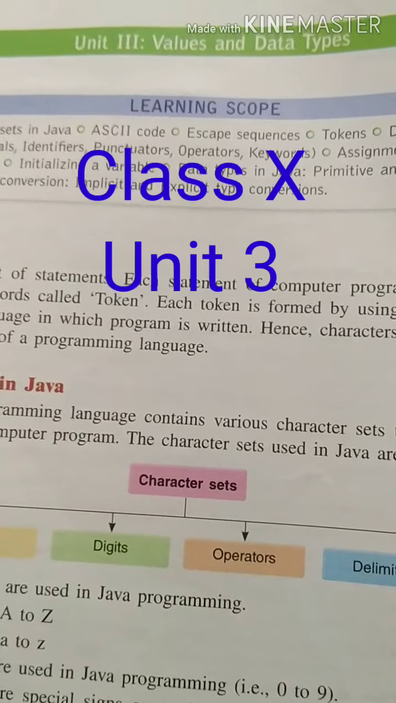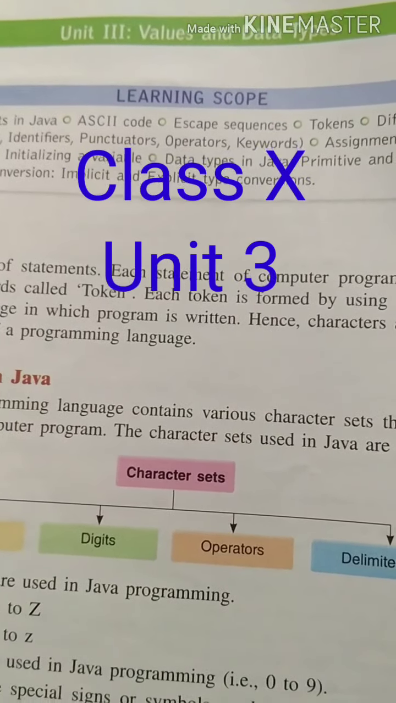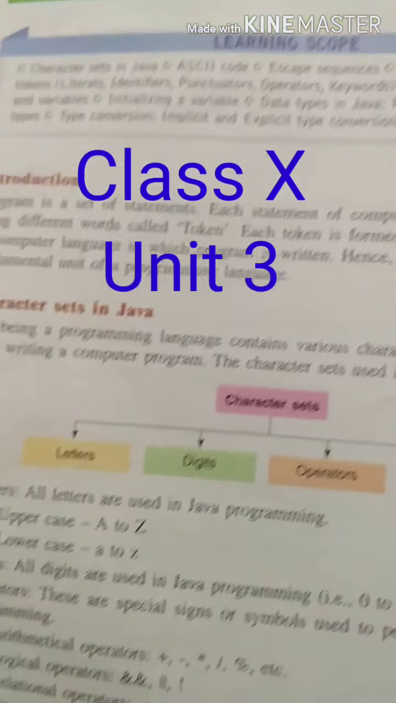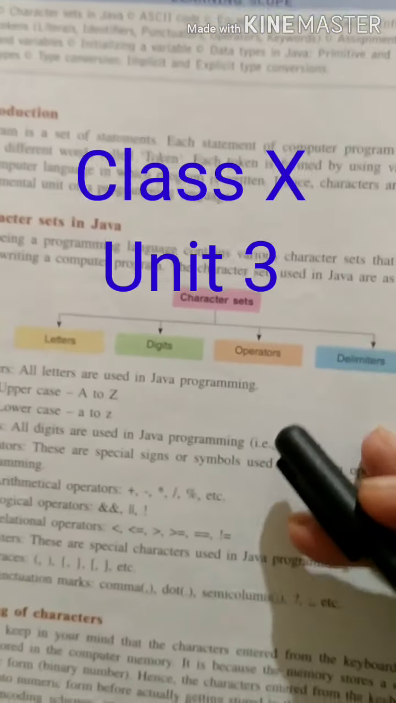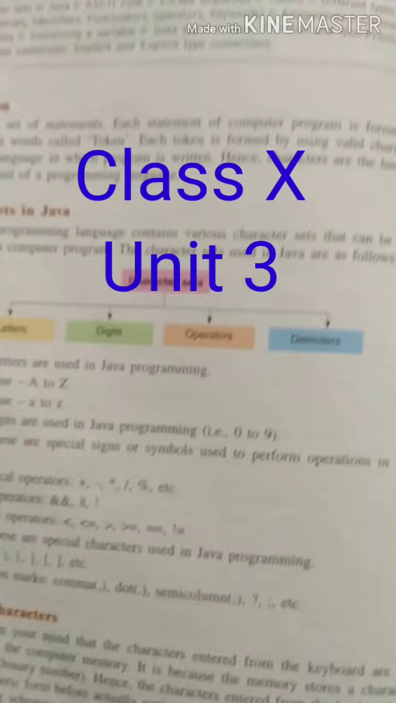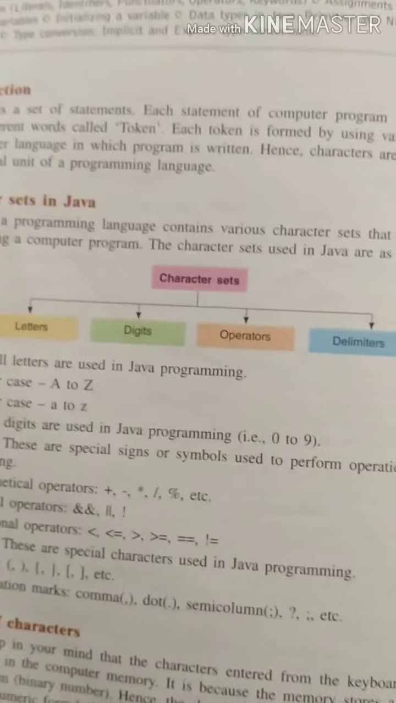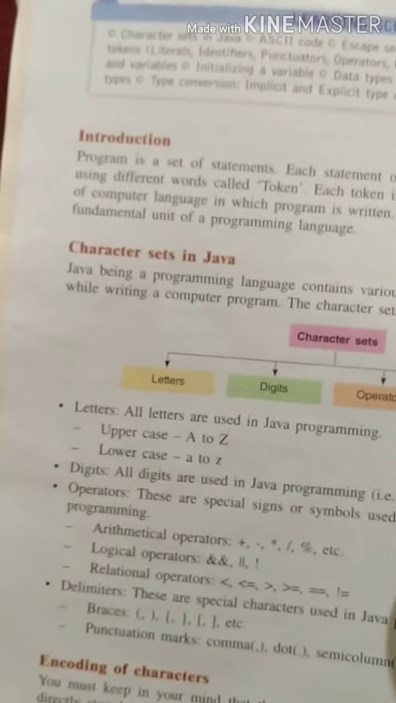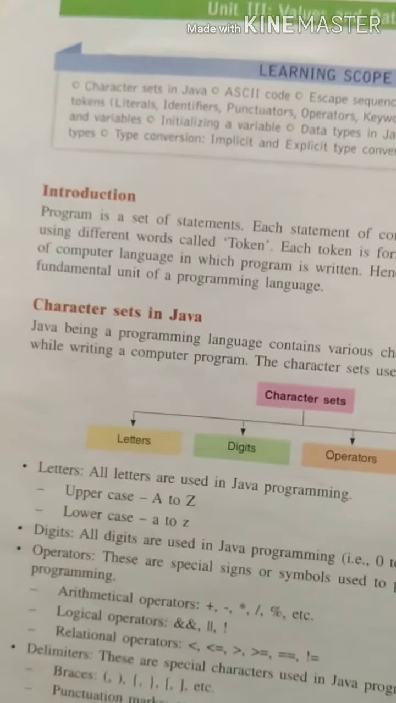Today I am explaining chapter 3, values and data types. In this chapter we will understand what kind of data types we use in Java programming. First of all, I am explaining the introduction.